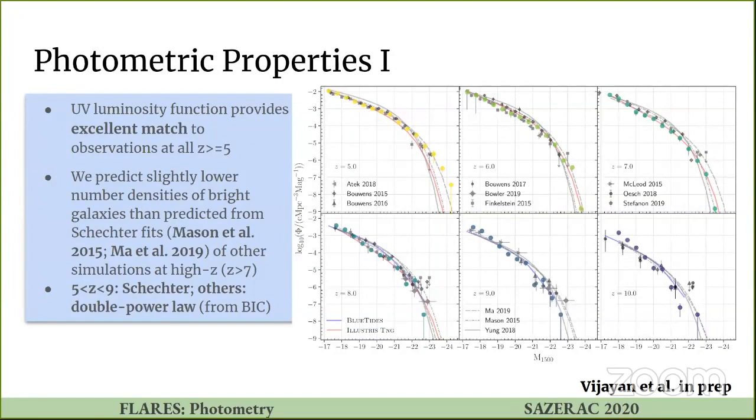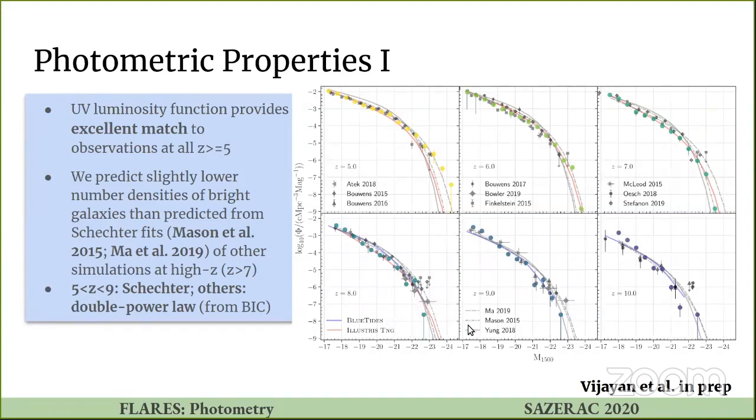So first we have the UV luminosity function. Here I show the UV luminosity function of the FLARES galaxies from z equal to 5 to z equal to 10, which are the colored circular data points in the figure. Plotted alongside are some of the observational results as well as some of the modeling studies. As you can see, we do provide an excellent match to the observations at all redshifts z greater than or equal to 5.